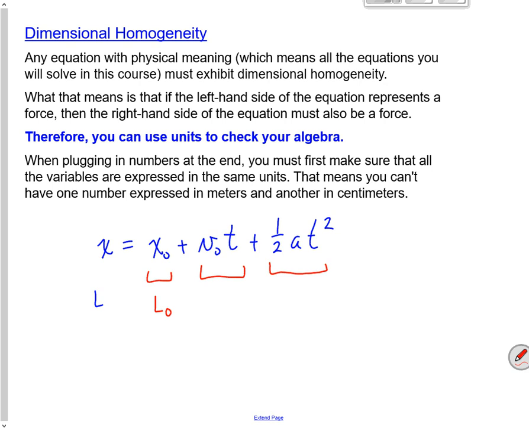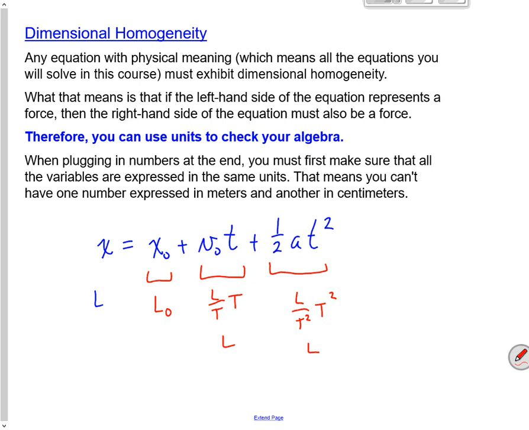v0t, velocity times time. Well, velocity is length over time times the time, which gives me a length. Good thing, that works. And then 1/2 at squared. The 1/2 is just a number here. a is the acceleration, which is in length over time squared. And then I multiply by time squared. And so again, I end up with a length. So dimensionally, that equation is homogeneous. This is a really good way to check your algebra.